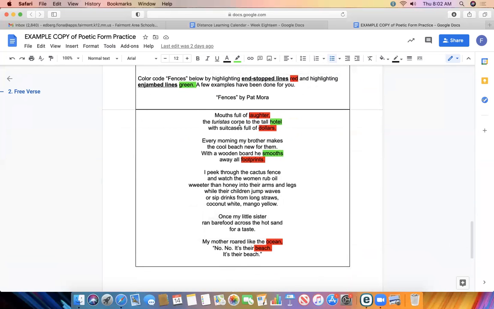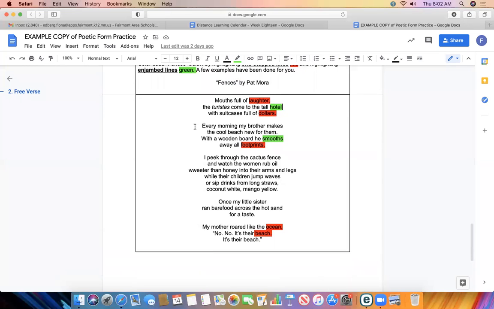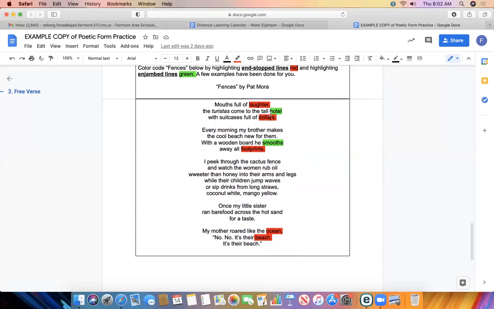So the last thing I had you do was practice color coding Fences, which is the other poem that we read. And you were just telling me if you saw these lines being enjambed or end stopped and highlighting them accordingly. So I'll just go through here and do the rest of these examples that we did not do together. This first one we did do together in class. Laughter was end stopped, hotel is enjambed, and dollars is end stopped as well.